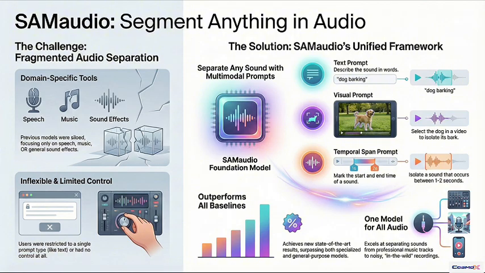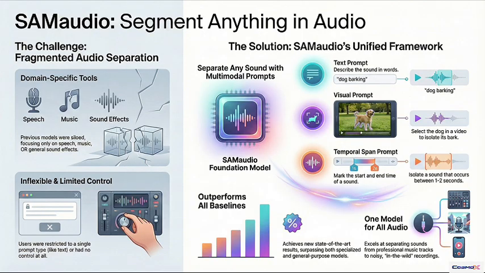Okay, so let's break down the 3 inputs that give it this sort of universal power. First, as you said, there's the standard text prompting. Yep, just a free-form description. You can ask for wind chimes softly ringing or something really specific like the sound of a jackhammer starting up. Then number 2, we have visual prompting. Which is really cool. If you have a video, you can use a mask, say from a tool like SAM2, to highlight an object. Like a dog in the corner of the frame. Exactly. And the model will isolate only the sounds coming from that specific highlighted object.